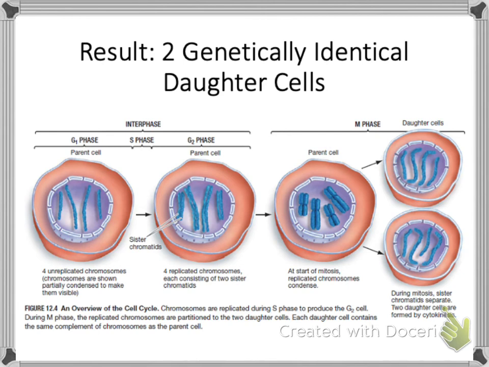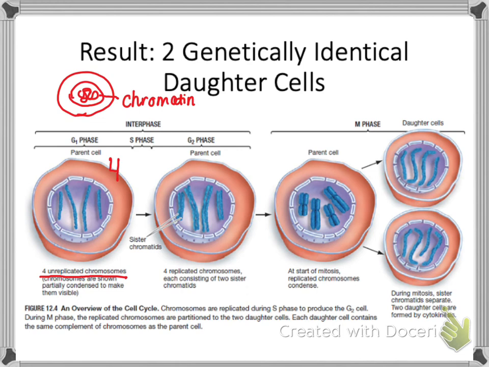So let's just run through this one more time to make sure everybody understands. So we will start with G1. In this case, we have 4 unreplicated chromosomes. So 4 chromosomes, normally in interphase. Okay, the DNA in the nucleus is actually very loose and wiggly, and the name for this kind of loose DNA is called chromatin. But in this picture, they condense the chromosomes to help you understand that there are 4 chromosomes. So we're starting with 4 chromosomes.